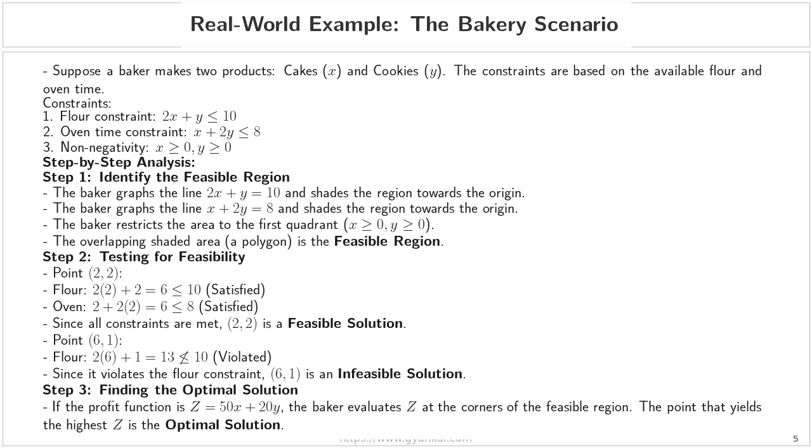Suppose the baker's profit function is defined as z equals 50x plus 20y to find the best possible outcome. The baker doesn't need to check every point in the region. Instead, they simply evaluate this profit function at the corner points of our shaded polygon. The specific corner point that results in the highest value for z will be our optimal solution. In the next slide, I will highlight some common pitfalls to watch out for when performing these calculations yourself.